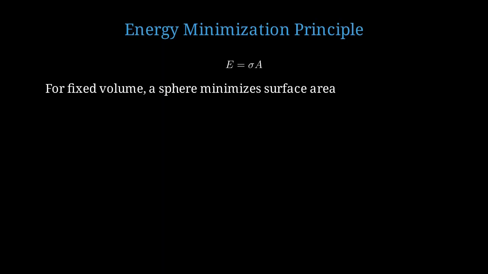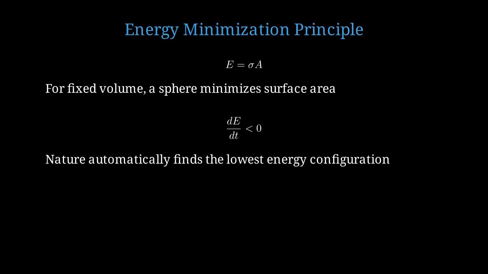There's a beautiful energy principle underlying all of this. The surface energy E equals sigma times area A. For a fixed volume, a sphere has the minimum possible surface area. This is the isoperimetric inequality. The system always evolves to minimize energy. dE/dt is always negative during droplet formation. Nature automatically finds the lowest energy configuration, which is a perfect sphere. That's why droplets are so uniform.